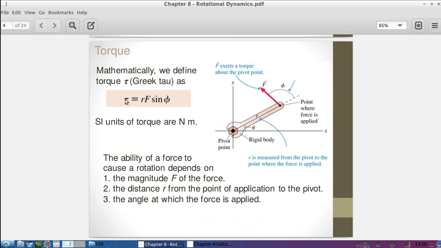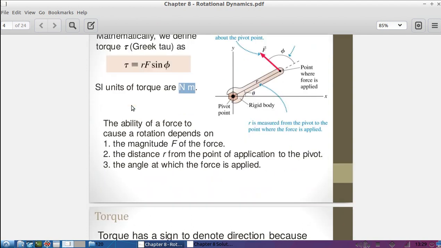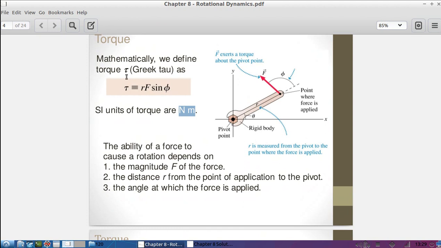It's tau, a lowercase tau. That's the symbol for torque, and its units are Newton meters. Which is kind of weird because they're the same units as energy. But again, torque is a vector, so we don't call this joules or anything. We just call it Newton meters. We don't have a special SI unit for torque. Again, it depends on how far away you are from the pivot point, how strong the force is, and the angle at which you're applying the force relative to that radius vector or lever arm.